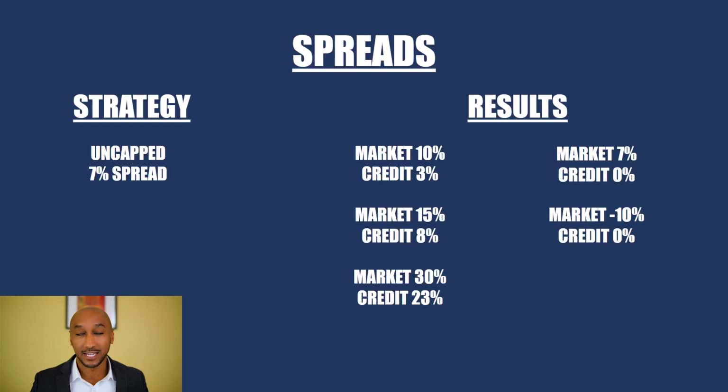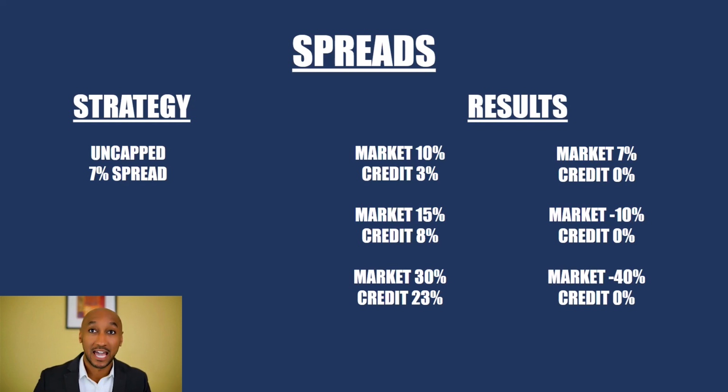So if the market does negative 10, you're at 0% floor still. If the market does negative 40, you're still at 0% floor. But that's how spread works. So you have the cap and the floor, you have the participation rate, and then you have the spread. Those are the 3 ways you'll see interest credits towards your account when it comes to the IUL. So now you have an idea of how it works and how your money is going to be credited.